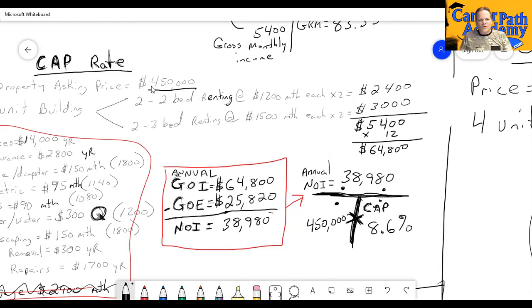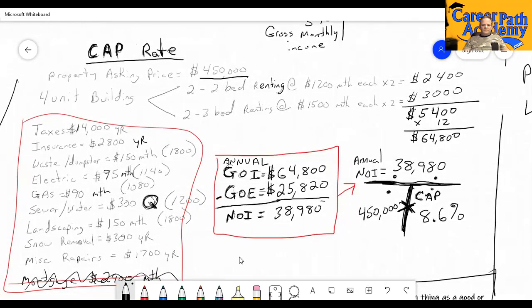And you know the asking price is $450,000. So based on that, what would the cap rate on this property be? 38,980 divided by 450,000 would give you a cap rate of 8.6. And if that buyer said that they would buy this property if you got at least an 8% return on their investment, well, this one gets it. Right?